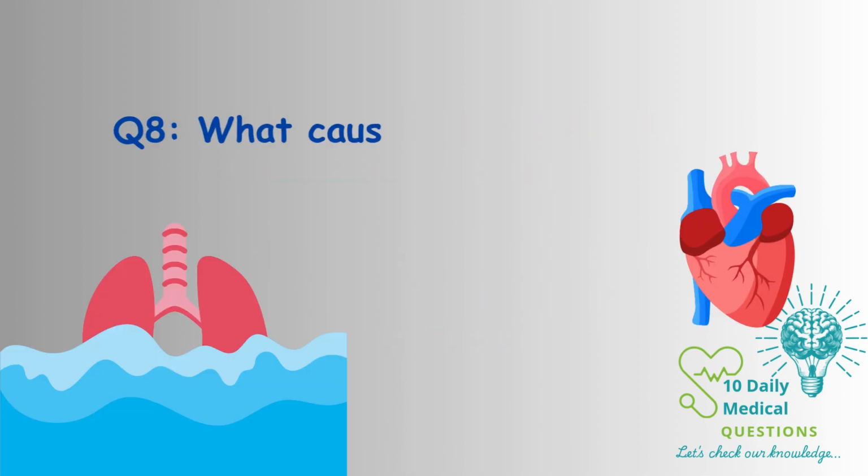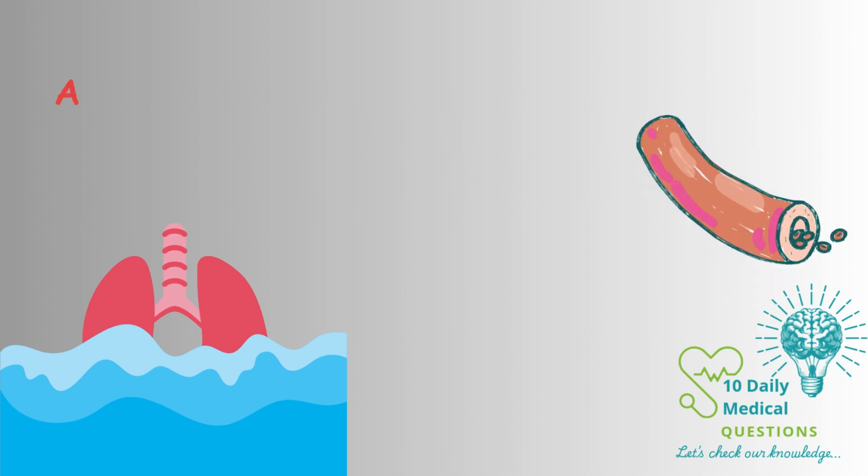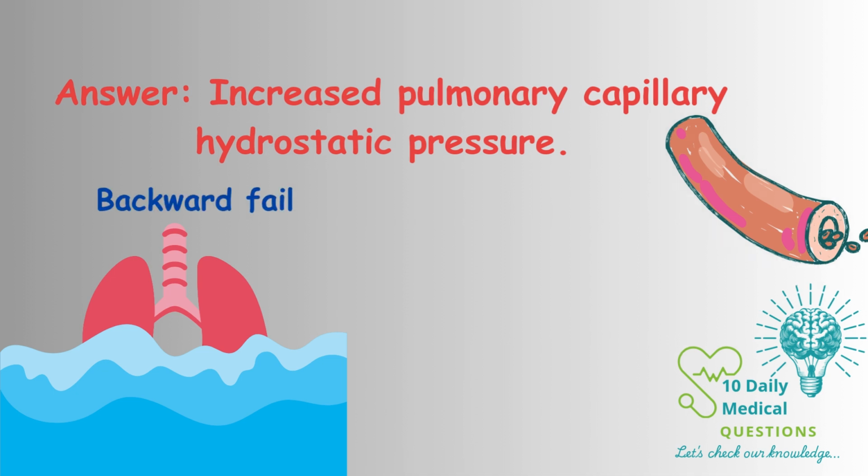Question 8. What causes pulmonary edema in left-sided heart failure? Answer: increased pulmonary capillary hydrostatic pressure. Backward failure leads to fluid leakage into the alveoli.